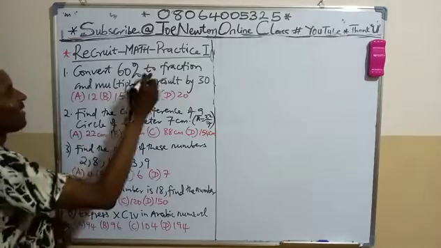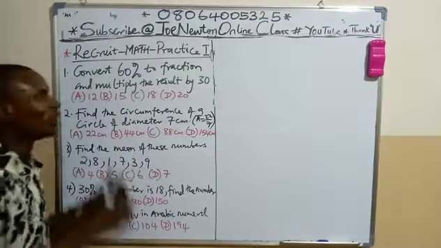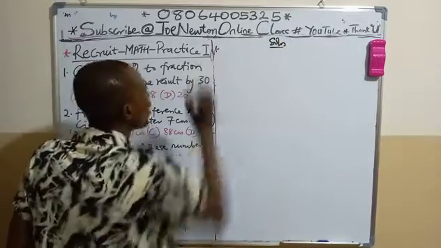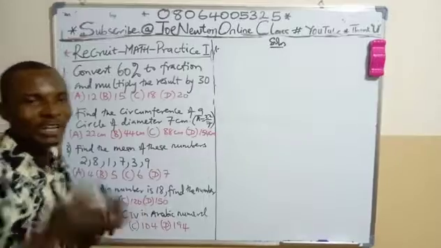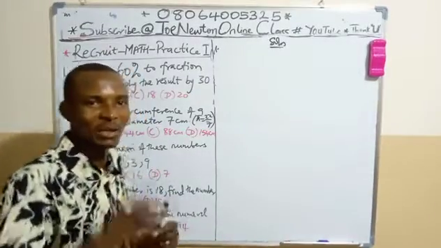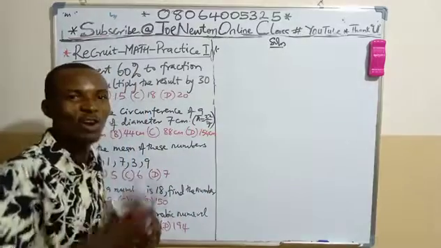Convert 60% to fraction and multiply the result by 30. So, in solution, without wasting time, quickly, because there are tricks of solving questions in exam condition without wasting time, especially upcoming questions like this. So 60% means 60 over 100.